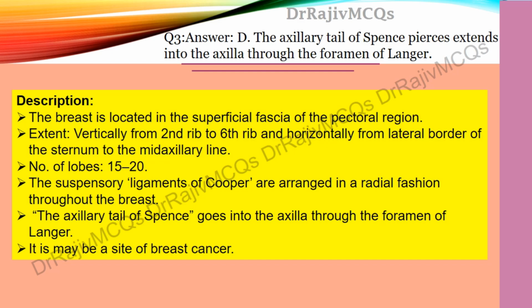The connective tissue condenses to form fibrous strands or septa. They connect the dermis of the overlying skin to the ducts of the breast and pectoral fascia. They form hollow conical projections of fibrous tissue filled with breast tissue called suspensory ligaments of Cooper. They are arranged in a radial fashion throughout the breast.